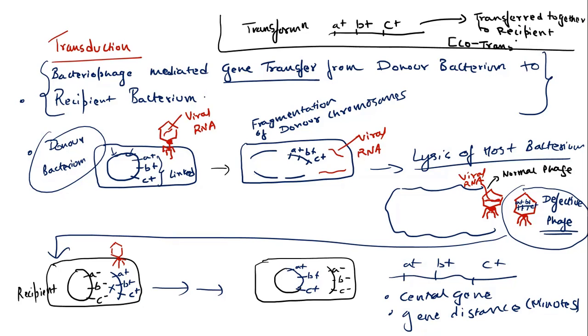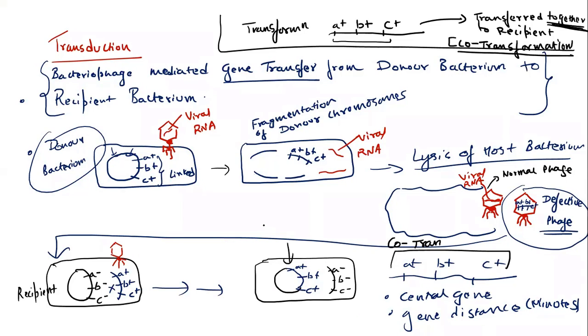What is it called? Co-transformation. What is the meaning of co-transformation? Together, we are using the word co-transformation. So A, B and C are getting co-transformed, meaning they are transferred together. Therefore, that means they can be present linked, right? So when something gets transferred together, we use the word co-transformation. And if you apply the same term to transduction, it is called co-transduction.